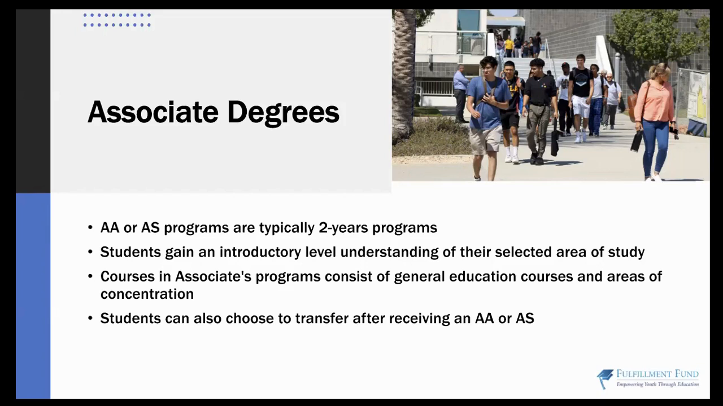Students gain an introductory level of understanding of their selected area of study. So you usually take the intro classes to your area of study. Courses in an associate's program consist of general education courses and pretty much the areas of concentration, as I mentioned before. And again, yeah, students can also transfer after receiving an AA or an AS.